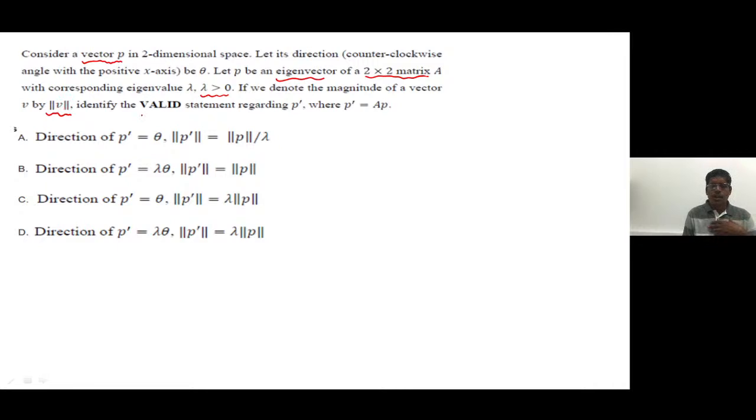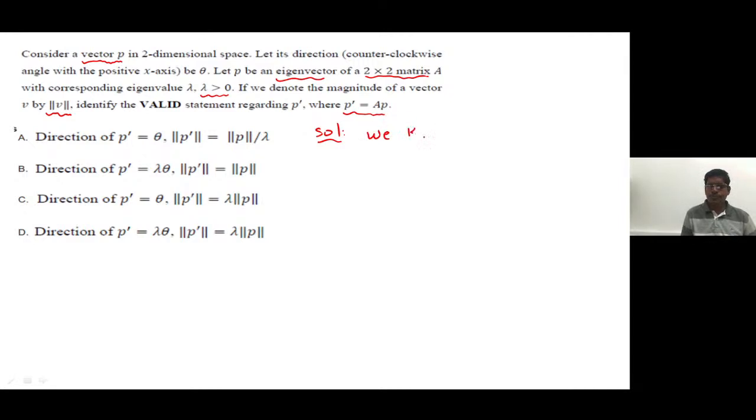Everyone knows. Identify the valid statement regarding P dash, where P dash is equal to A into P. So these are the options given: direction of P dash, etc. So I can write the solution here. We know the relationship between matrix A, eigenvalue lambda, and the corresponding eigenvector P: A into P is equal to lambda into P. That is Ax equals lambda x, but the eigenvector x is now denoted by P.